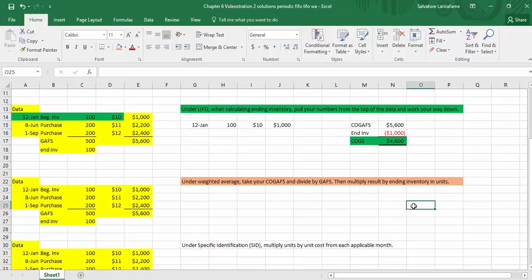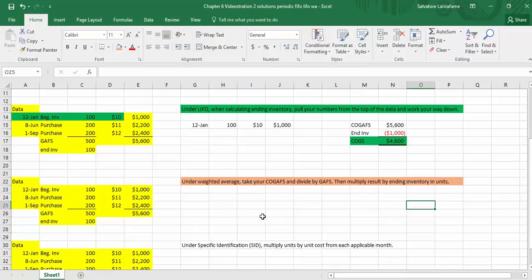So again, if prices are going up, you're in an inflation scenario, you want to be using LIFO for the best tax result. If prices are going down, like in the tech industry, you want to be using FIFO. FIFO will give you the best tax advantage when prices are decreasing.